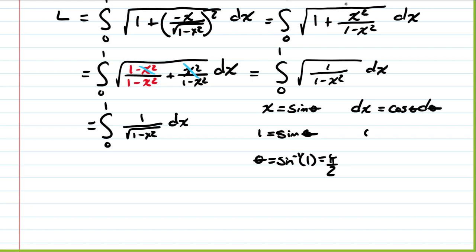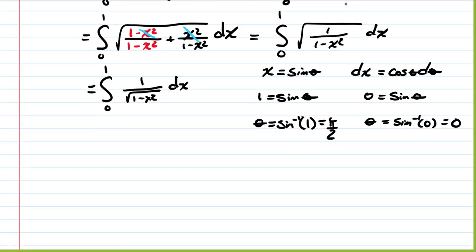We also have to solve 0 equals the sine of theta, and that gives theta equals the inverse sine of 0, and the inverse sine of 0 is 0. So our new integral looks like, well, when we put in 0, we get out 0. When we put in 1, we get out pi over 2. 1 over the square root of 1 minus sine squared theta times our dx, which is cosine theta d theta.